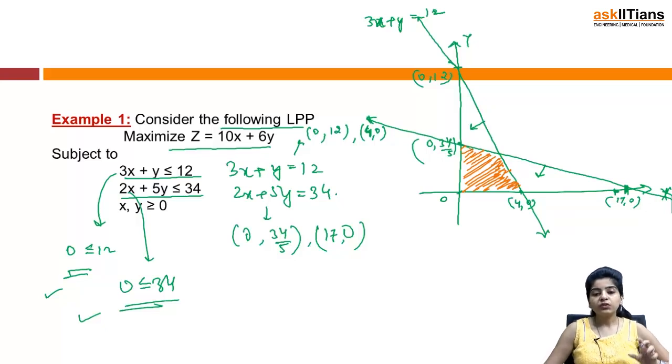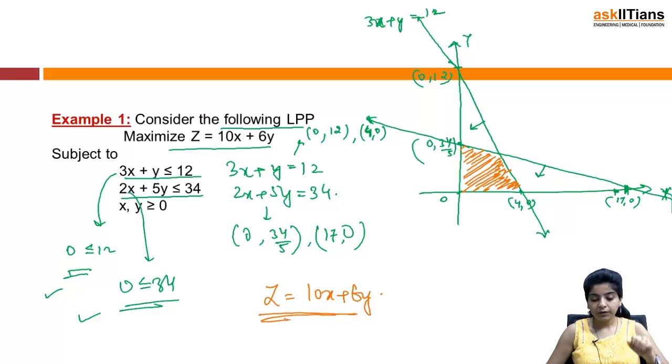Now what next we'll be doing is, in the isoprofit or isocost method, you have to give a convenient value to z, right? So my z is 10x plus 6y. Any point on this line, that is z equal to 10x plus 6y, will give the same value of z, and this is known as an isoprofit line also, right? If I substitute different values of z, I am going to get a parallel family of lines.